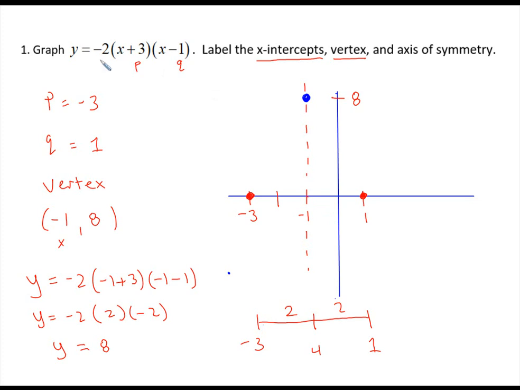Now the a value, remember this is the a value. We know a is equal to -2. So we know the parabola is going to open down. The parabola is going to open down, go through our x-intercepts.